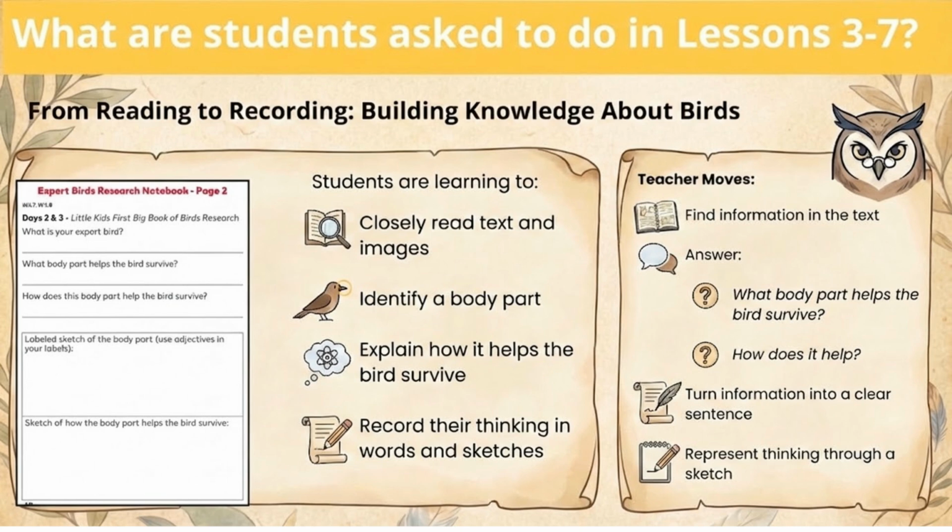On the right side, you'll see the key teacher moves. This is where our modeling is critical. We are showing students how to find information in the text, how to answer those guiding questions, and how to turn that information into a clear sentence. We're also modeling how to represent that thinking through a sketch, not as art, but as a way to make their thinking visible. So as you're teaching these lessons, the key question to keep in mind is, are students clearly explaining how the body part helps the bird survive? That is the idea they will carry into the science talk and their writing.